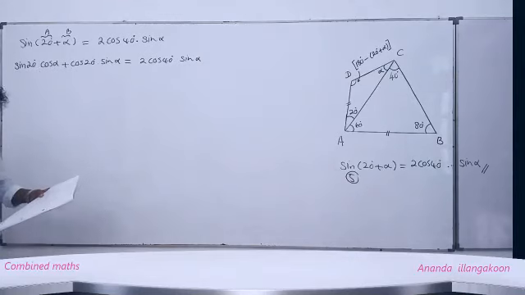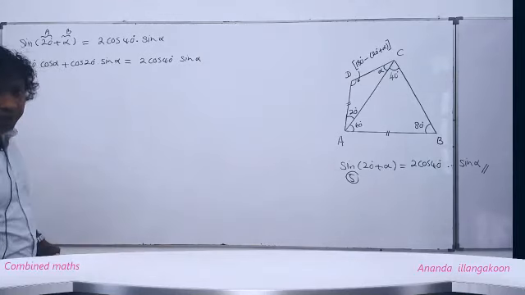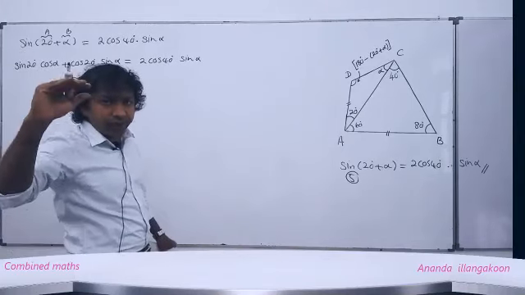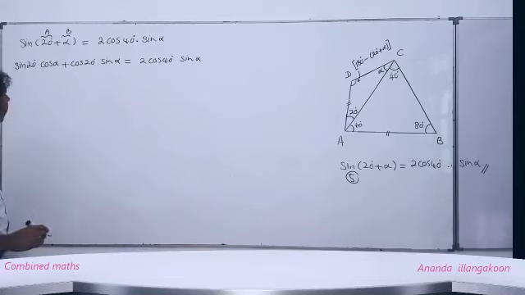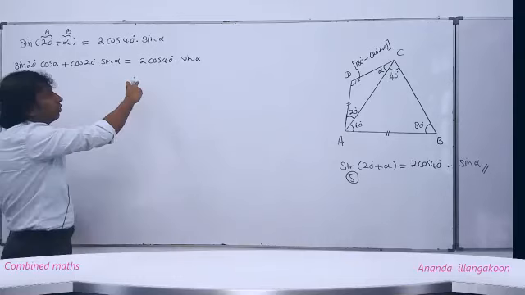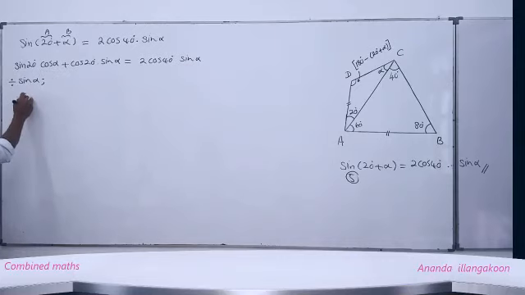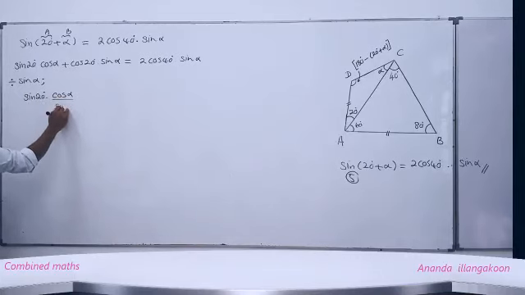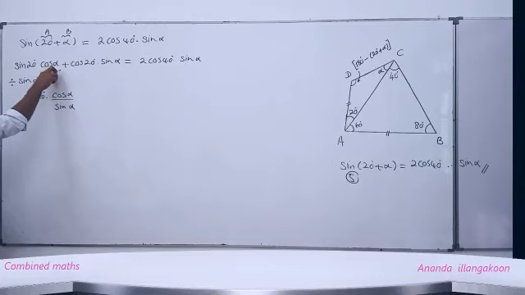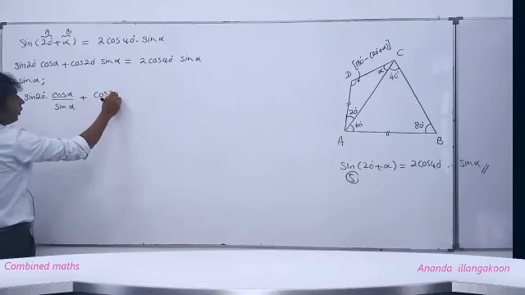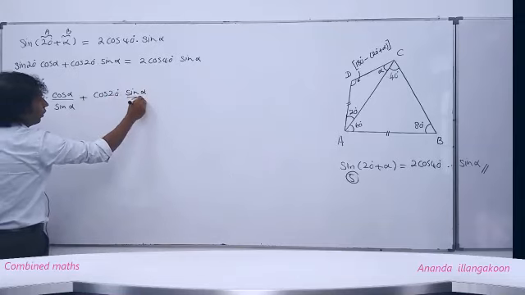People, we need to take the answer for cot alpha. Since cot alpha is cos alpha divided by sine alpha, what we do is, people, we divide both sides by sine alpha. That means in the left hand side is two terms, and on the right hand side this term, we have divided by sine alpha. When you do like that, what do you get? Sine 20 divided into cos alpha divided by sine alpha, I divided this by sine alpha. Cos 20 into sine alpha divided by sine alpha.